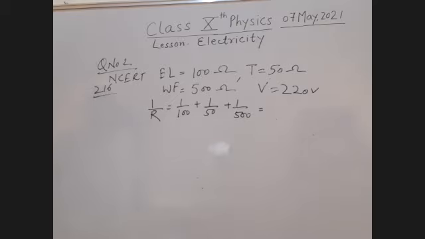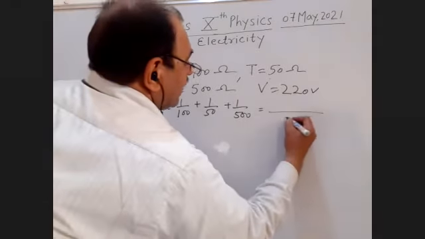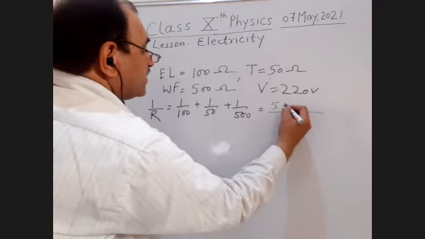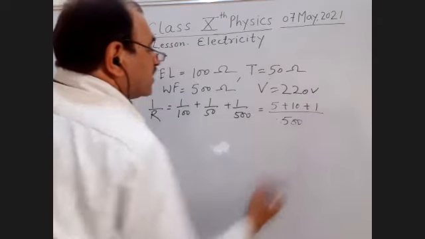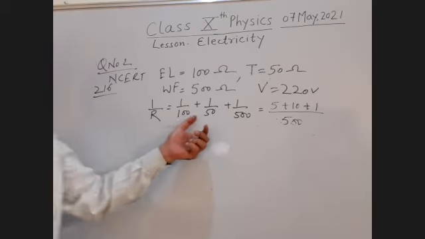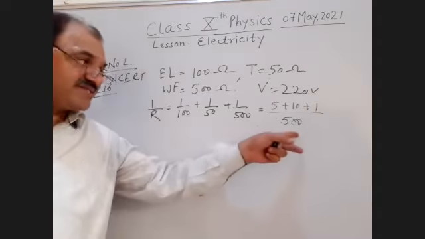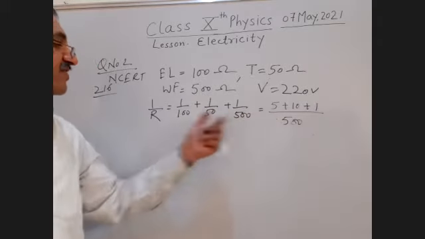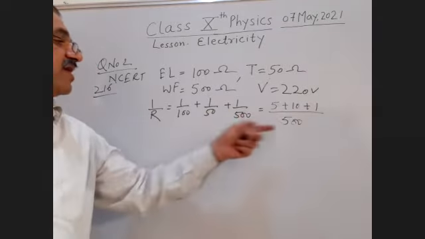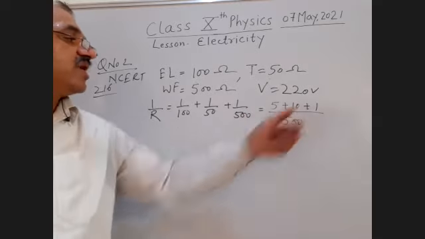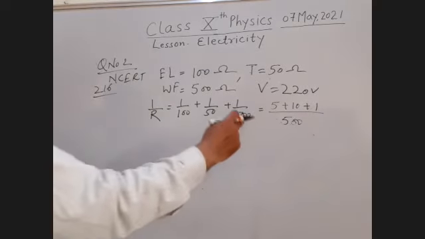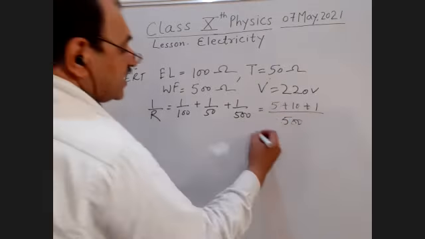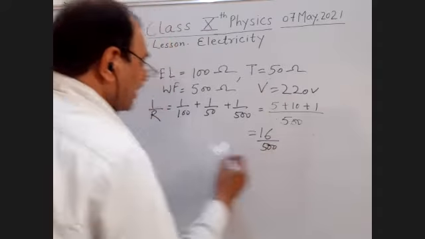Now students, I'll take the LCM. LCM is 500. Is it clear, students? I've taken the LCM of 100, 50 and 500, and it has come 500. Now in the numerator, 500 divided by 100 is 5, 500 by 50 is 10, and this one is 1. Now the total will be 5 plus 10 plus 1, that is 16 by 500.